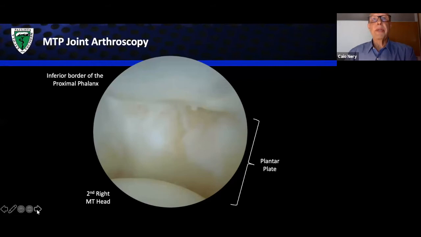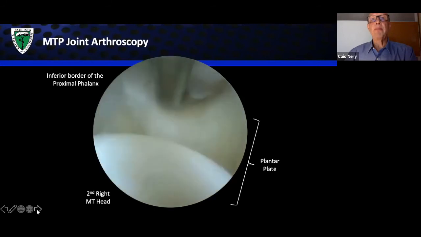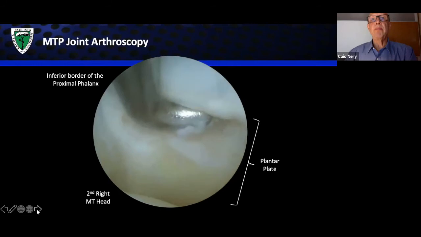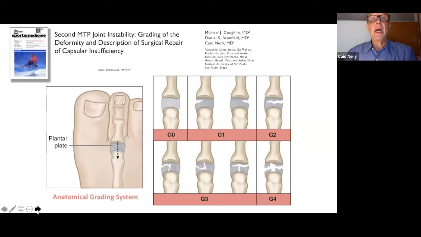The central structure, ivory colored, is the normal plantar plate. In the center of the image, there is a synovial recess, a normal finding formed between the two bundles of the plantar plate. Data collected with this arthroscopy from our patients allowed us to develop an anatomic grading system. According to it, grade 0 represents the plantar plate attenuation or discoloration.